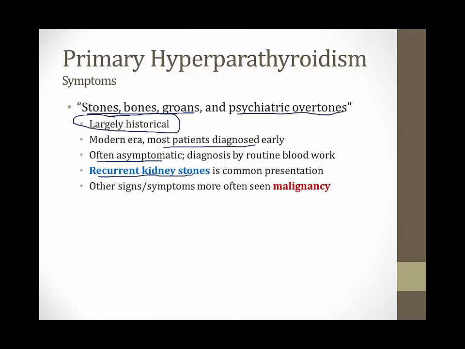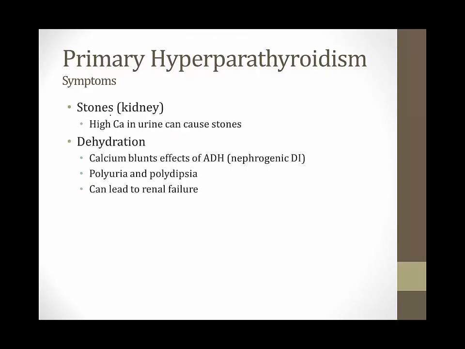The other signs and symptoms like stones, bones, groans, and overtones, when they are seen, are often seen in the setting of malignancy. Hypercalcemia of malignancy can occur much more rapidly than hypercalcemia from primary hyperparathyroidism, and thus patients can quickly develop a high calcium level, and you will sometimes see all of these symptoms. So let's talk in more detail about the symptoms you can see in hypercalcemia and in primary hyperparathyroidism.